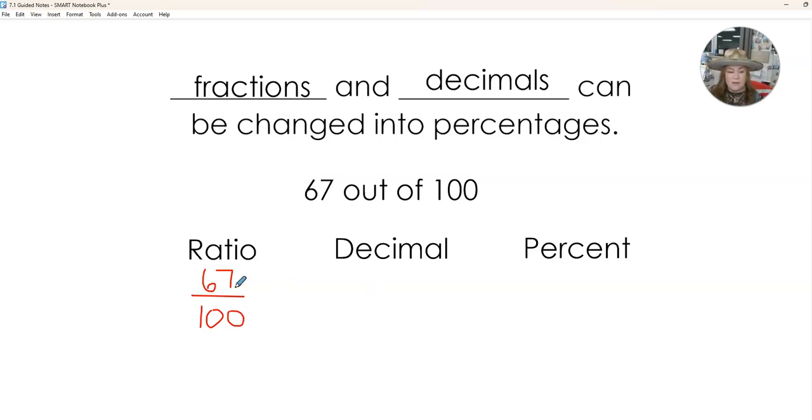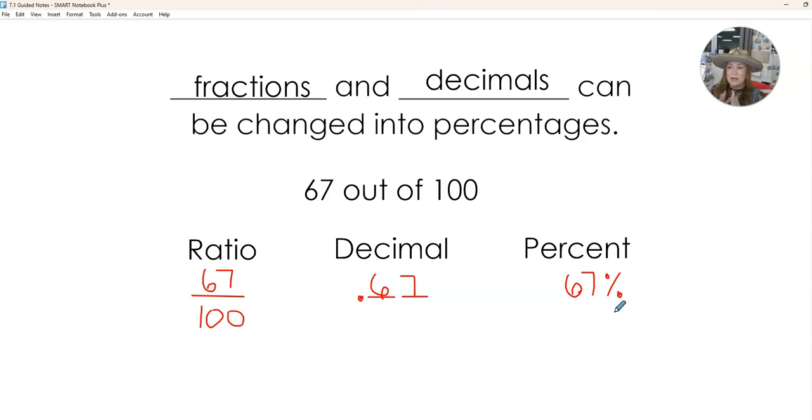Now the decimal, we have 67 hundredths. So the hundredths place on a decimal is 2 places over: tenths, hundredths. So we need 67 hundredths. And then the percent, we just come back to here, right? It's 67 out of 100. So we take the ratio, 67, and we can't just say 67. We have to put the percent to show that it's out of 100.